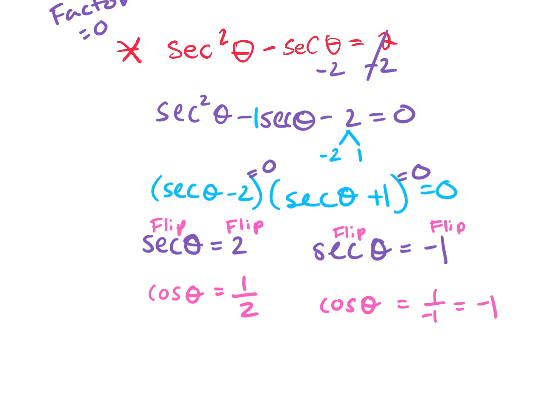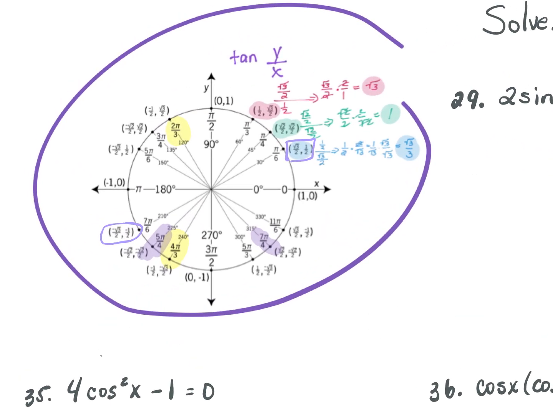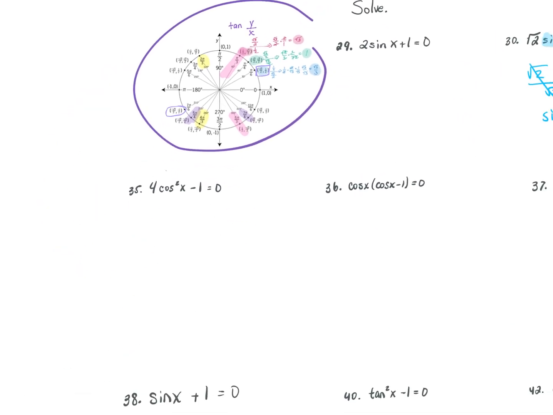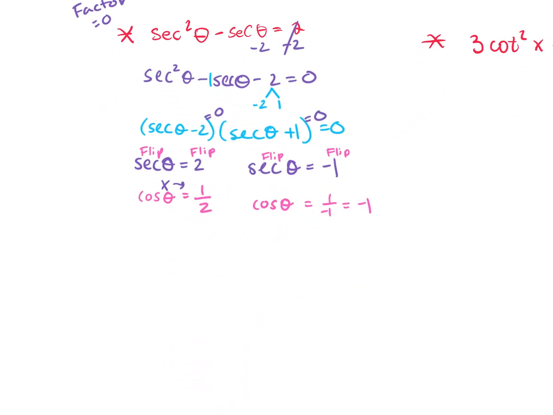Now cosine tells us that we have to look for what? x. We want to see where our x on the unit circle is 1/2. So let's go back up to our unit circle. Where is x 1/2? 60 degrees, so that would be pi over 3. Where else? 300 degrees, so 5 pi over 3. So pi over 3 and 5 pi over 3 are going to be 2 of our answers.